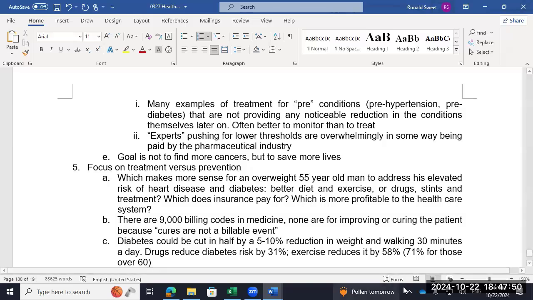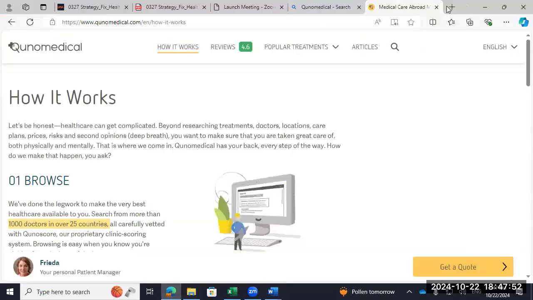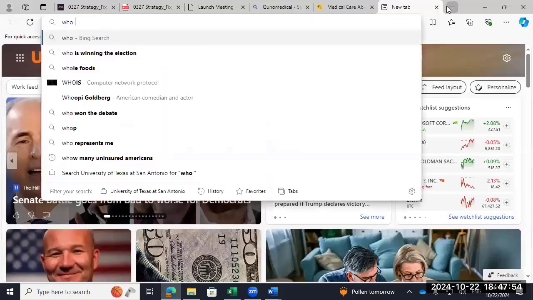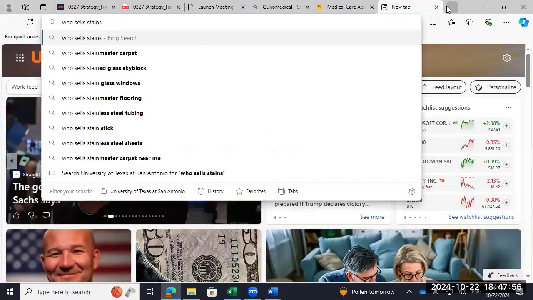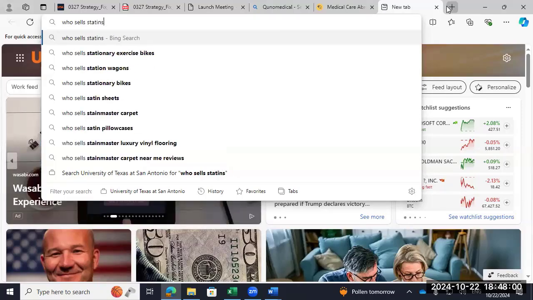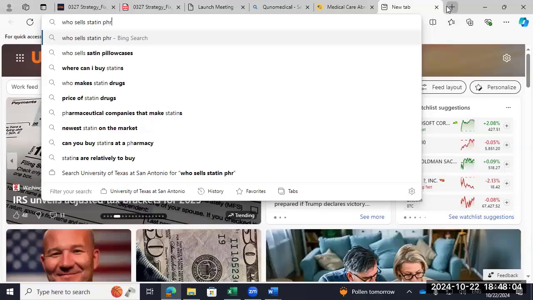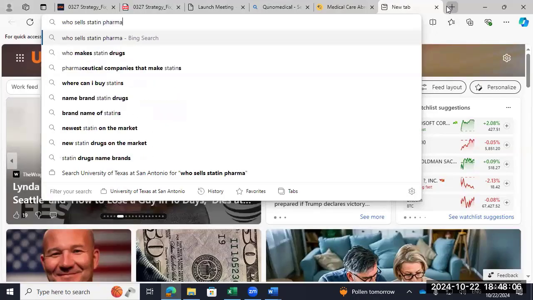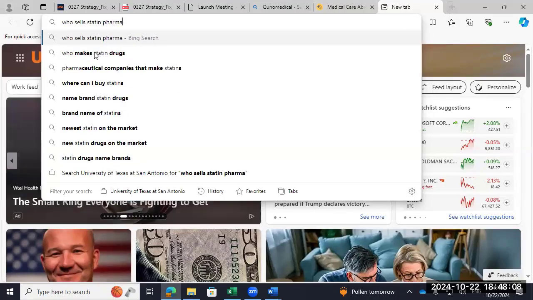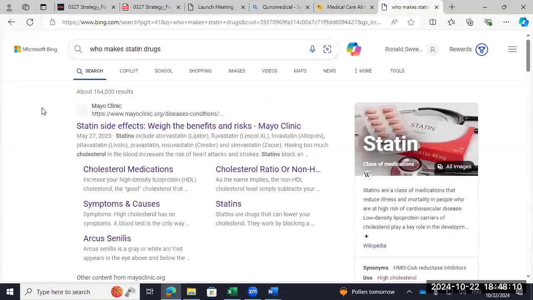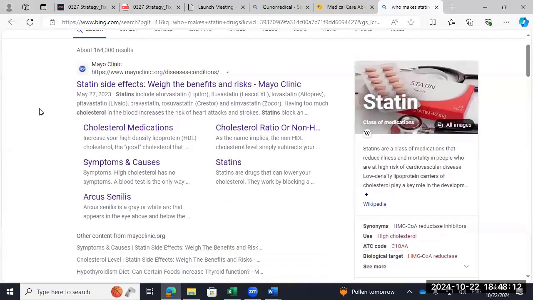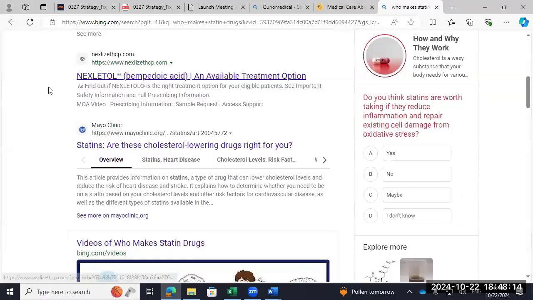I don't know who sells statins. Statins, I don't know how to spell it. Statin. It looks like Satan. That may be right. Exitol.